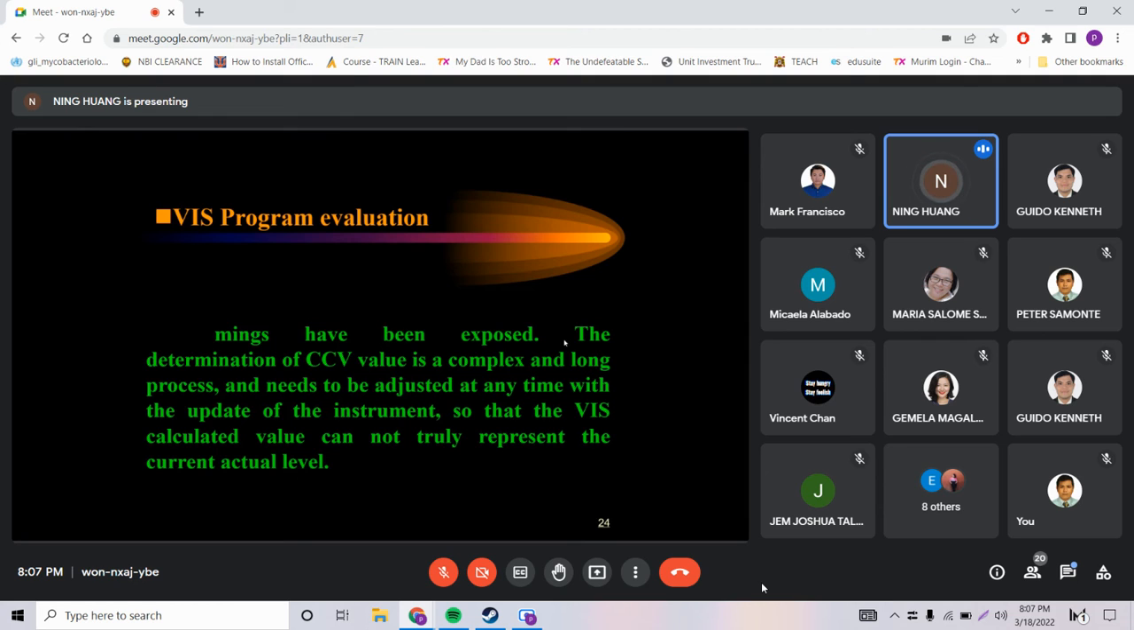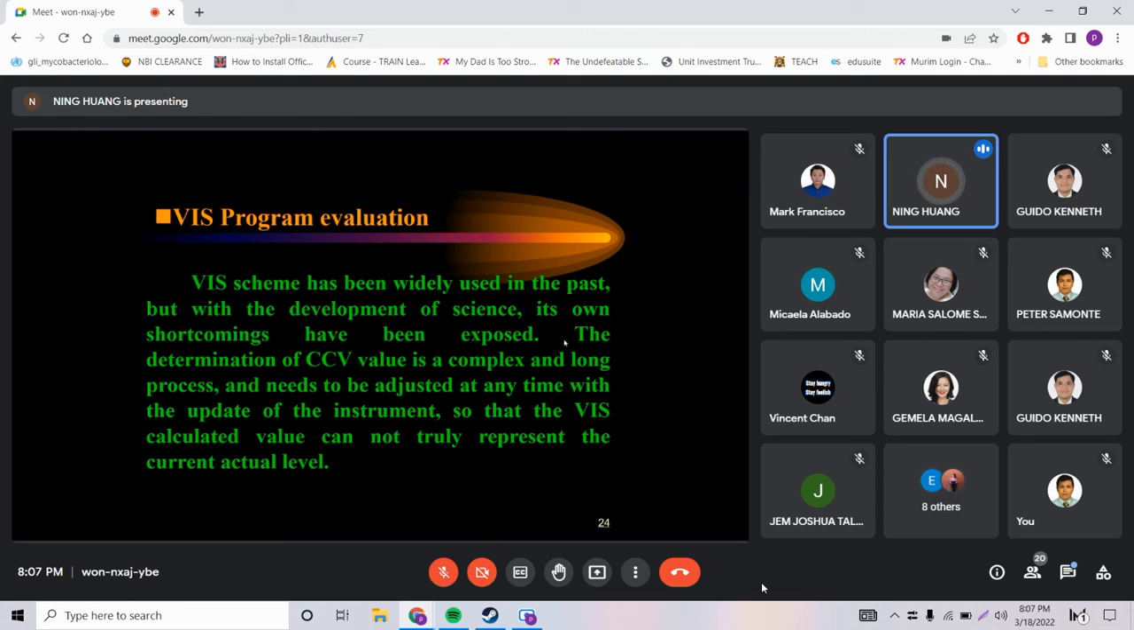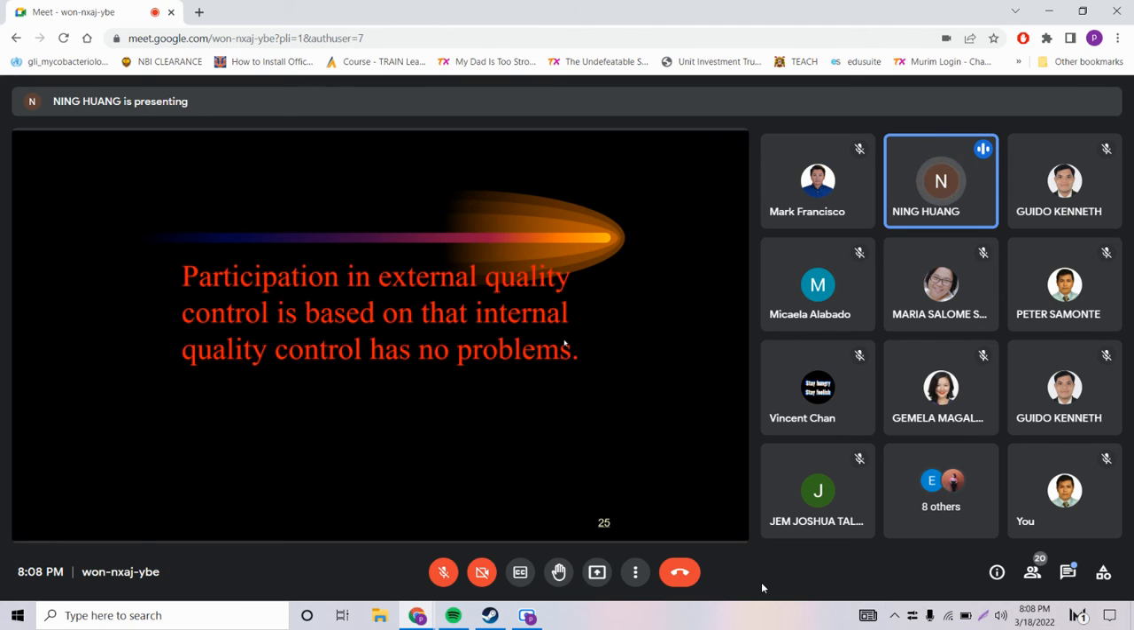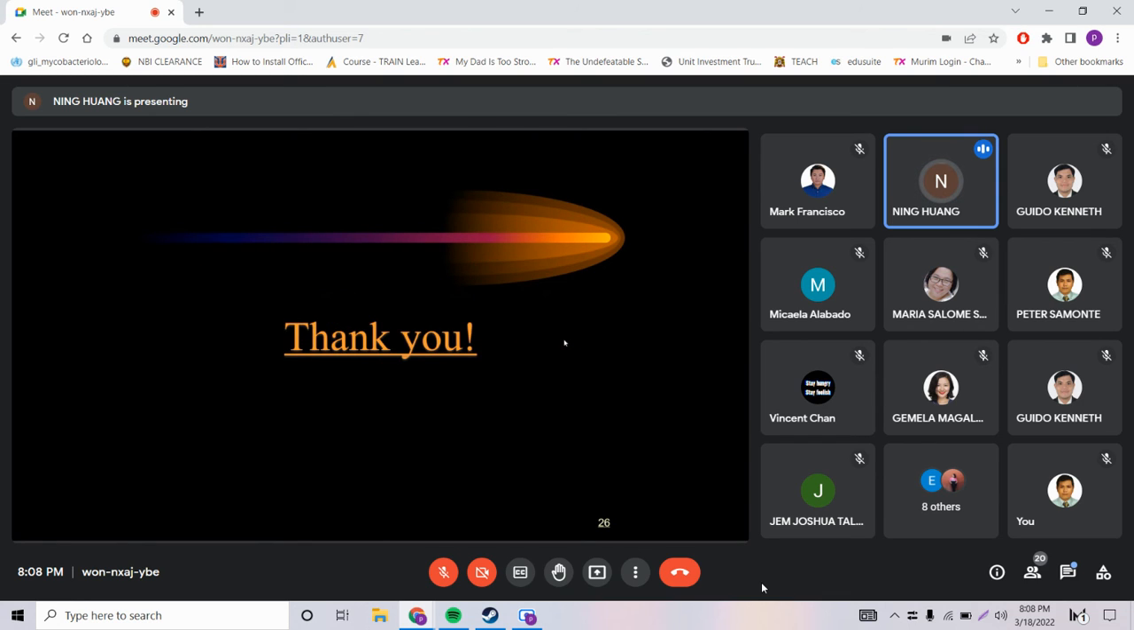VIS program evaluation. The VIS scheme has been widely used in the past, but with the development of science, its own shortcomings have been exposed. The determination of the CCV value is a complex and long process and needs to be adjusted at any time with the update of the instrument, so that the VIS calculated value cannot truly represent the current actual level. Participation in external quality control is based on internal quality control having no problem. Okay, that will be the end of my presentation.